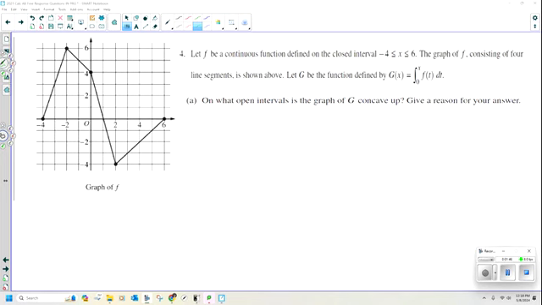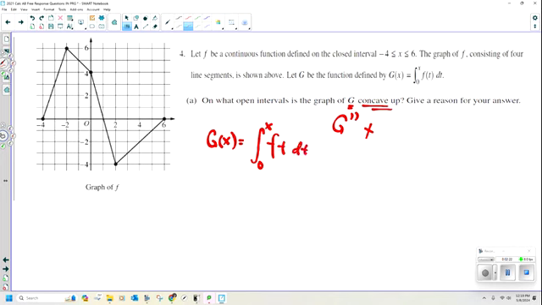This is a real easy start, okay? I am thinking to myself that if g is concave up, I've got to see where the second derivative of g is bigger than 0, or just positive. So my first goal here is to find the second derivative of g. Now, if g of x is the integral from 0 to x of f of t dt, and keep in mind, the graph on the left is f. So y equals f of x, or f of t, whatever.